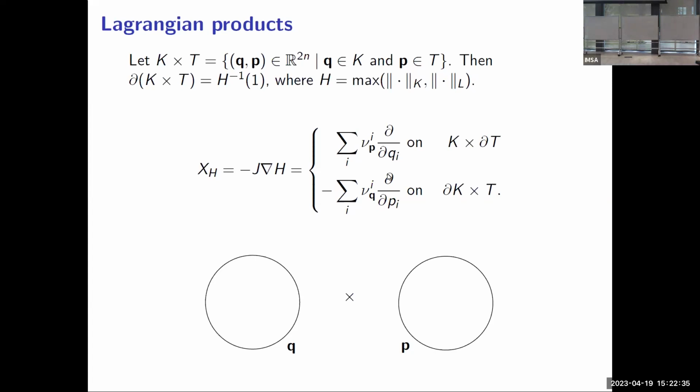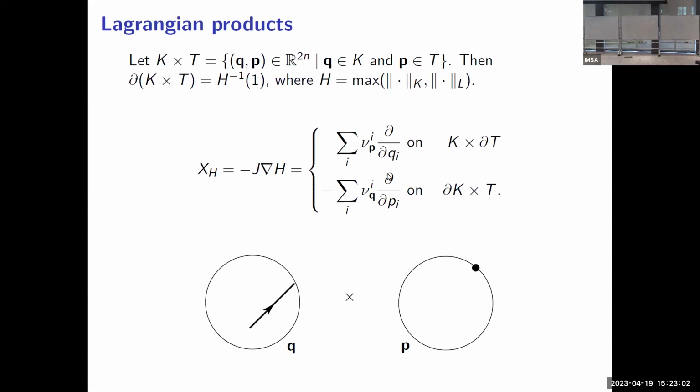So let's suppose first that we are in the interior of K times the boundary of T. The other caveat is that this vector field is discontinuous, because the function is not smooth. But let's ignore that. Let's just follow this discontinuous vector field and see what happens. So you start from a point in the interior of K, in the q coordinate, and on the boundary of T.